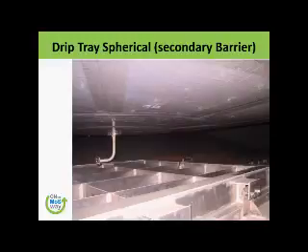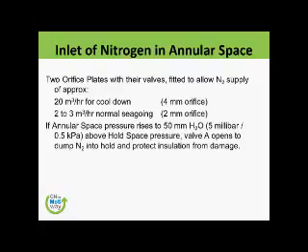Now we are talking about the inlet of nitrogen into an annular space. Two orifice plates with their valves are fitted to allow N2 supply of approximately 20 cubic meters per hour cool down rate from a 4 millimeter orifice, and 2 to 3 cubic meters per hour normal sea-going, 2 millimeter. The annular space pressure rises to 50 millimeter water gauge, or 5 millibar, or just 0.5 kPa.